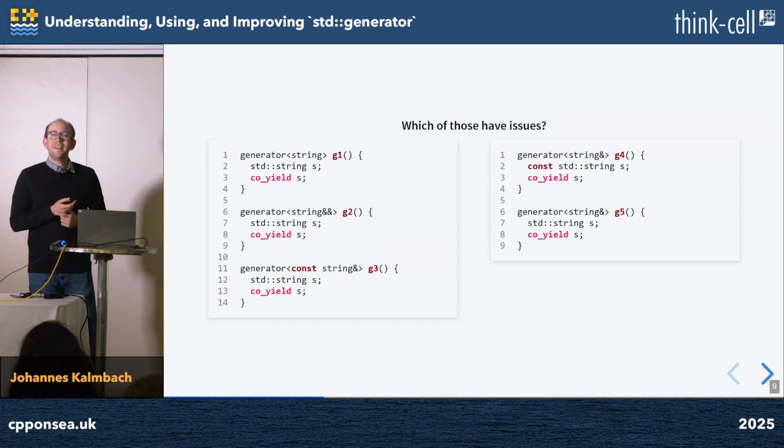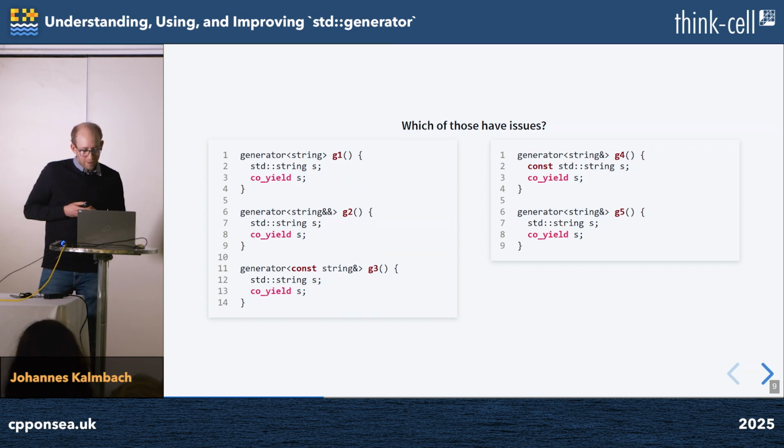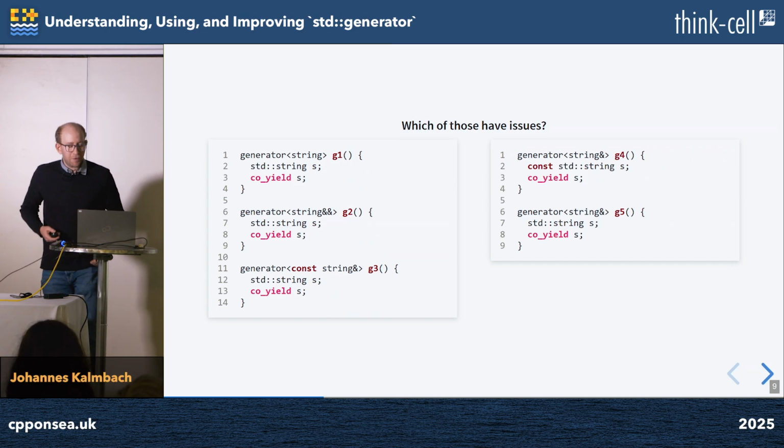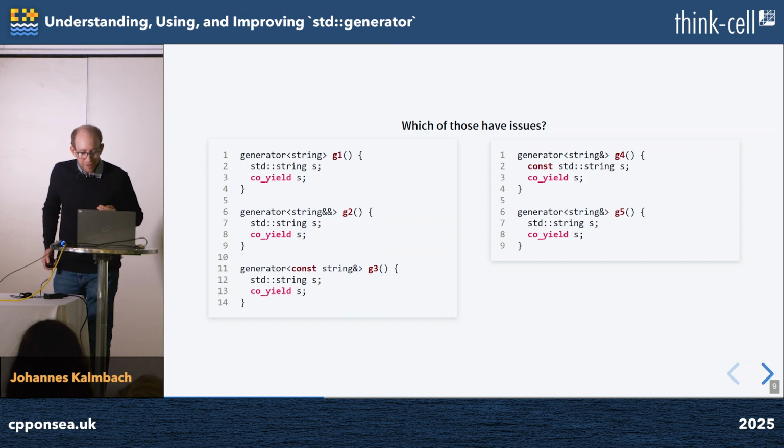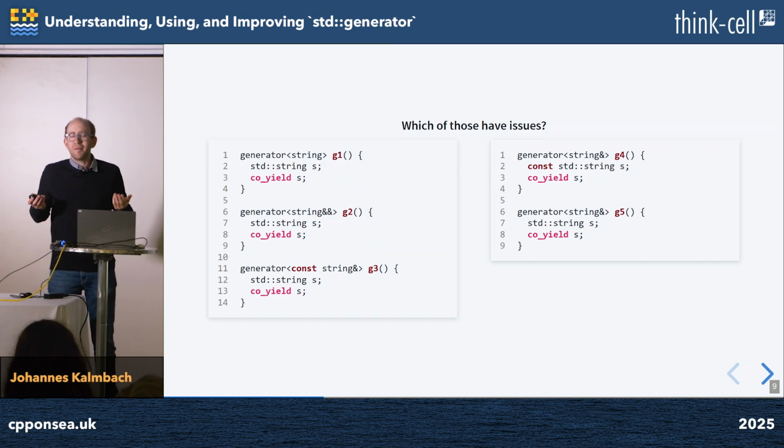Does someone have an idea about which of them I could complain? Yes? Giving a mutable reference to a constant. Yeah, G4 is giving a mutable reference to a constant, so it's giving a constant to the mutable reference, I would say, and this just does not compile. It cannot compile because you're giving something const to something that needs an L value reference.